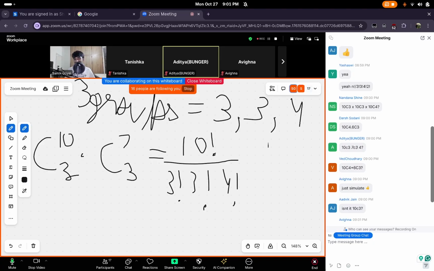Just remember these group sizes must add up to give the numerator, right? So 3 plus 3 plus 4 gives 10. You can't just do this with 3 and 3. It should add up to 10.